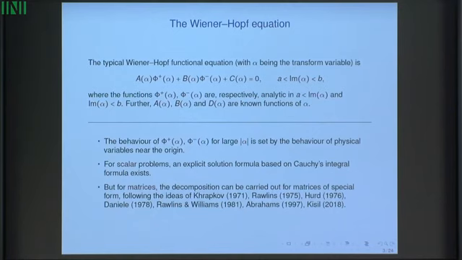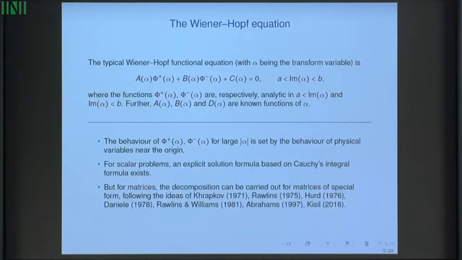What we want to do is to find a method to compute these plus and minus functions. Related to what I'm going to talk about later, the behavior of these functions for large alpha is set by the behavior of the physical variables near the origin. And in this equation, this unknown function phi could be scalar, vector, or matrix.